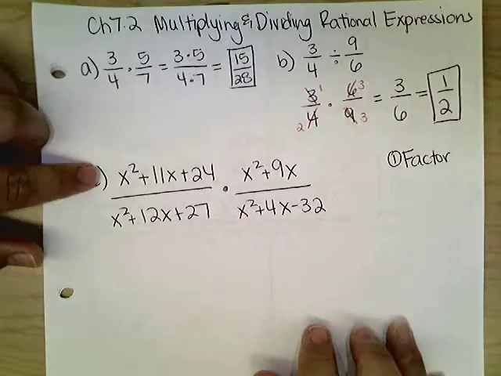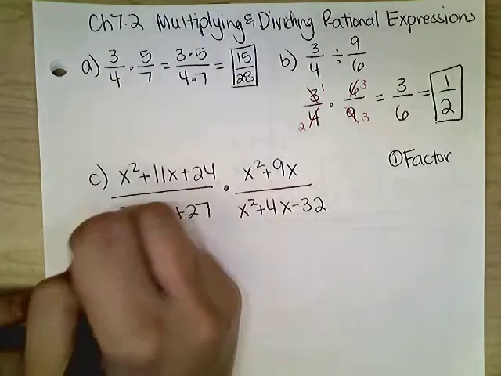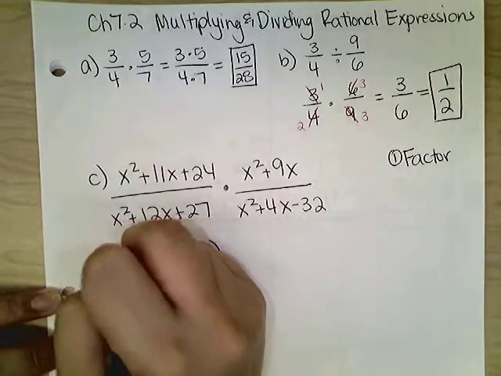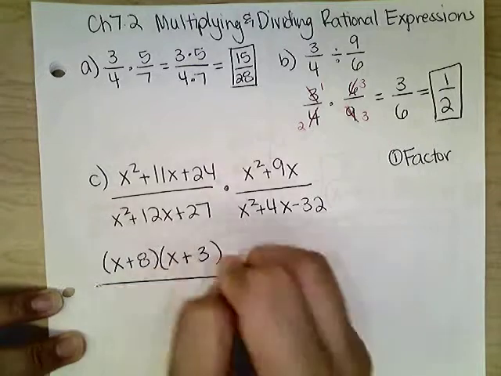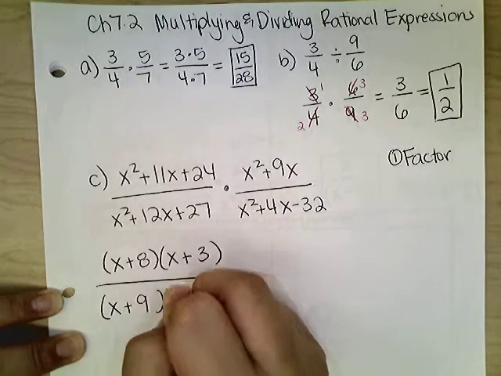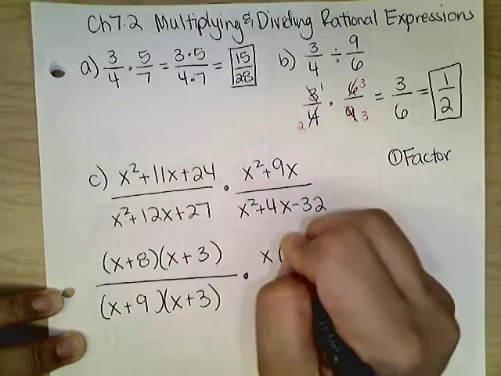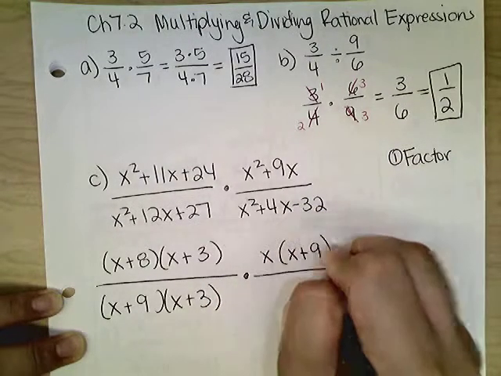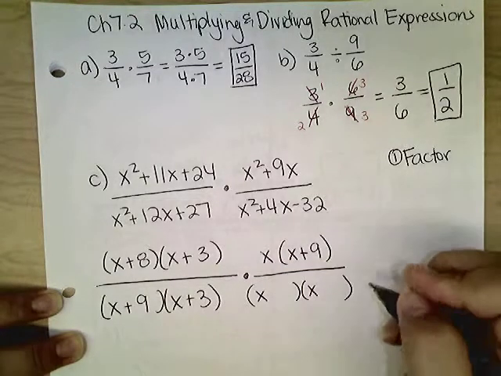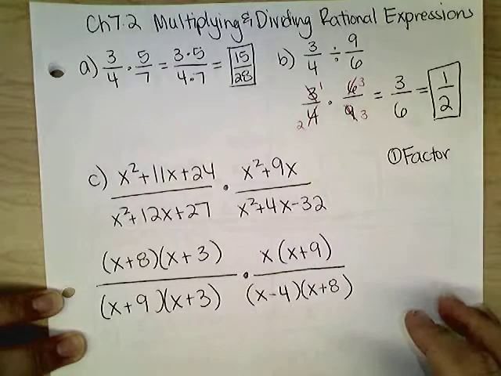Factor. So we're going to factor our numerator and our denominator. At this point, we should be really comfortable with factoring. X and x plus 8, plus 3. X and x plus 9 and plus 3. Here we can factor out our GCF of x, and we are left with x plus 9. And on the bottom here we have again x and a positive 8 and a negative 4.